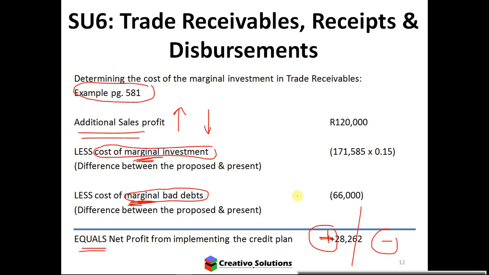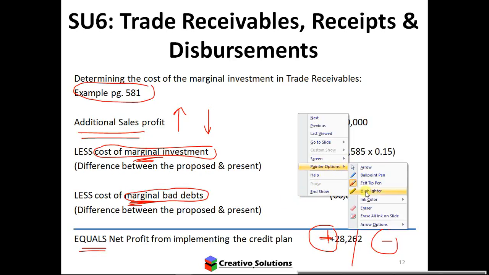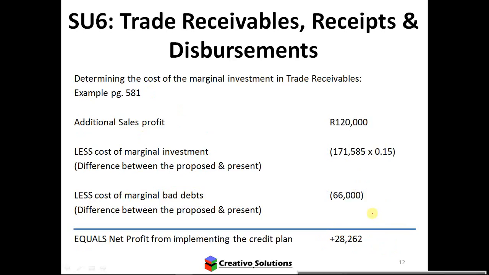Alright, so I've just shown the working there from page 581. It's in your textbook, so you can see it there. I've just tried to put some numbers to this particular example so it makes more sense. Let's assume that the additional profit goes up by plus 120, but your marginal investment will increase, so minus the increase, and then minus the increase in bad debt. Bad debt goes up, which is bad for the overall plan. And the net effect is that. So looking at this, would the company implement the plan? Definitely.